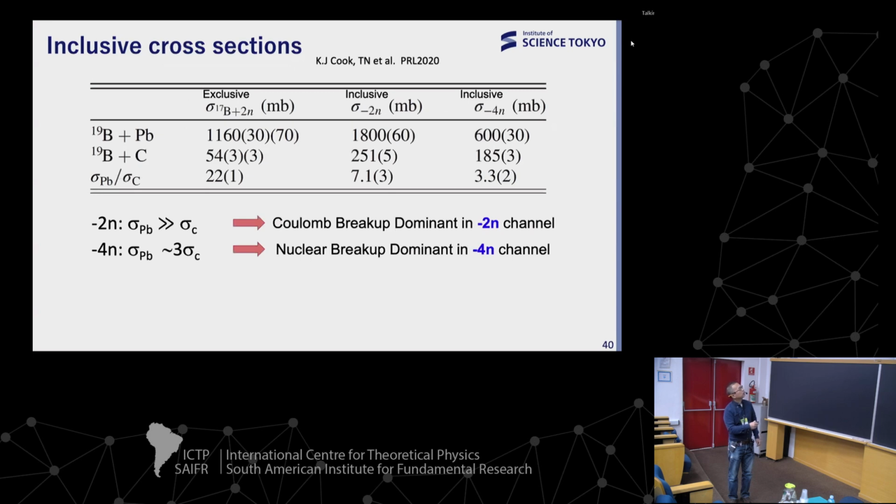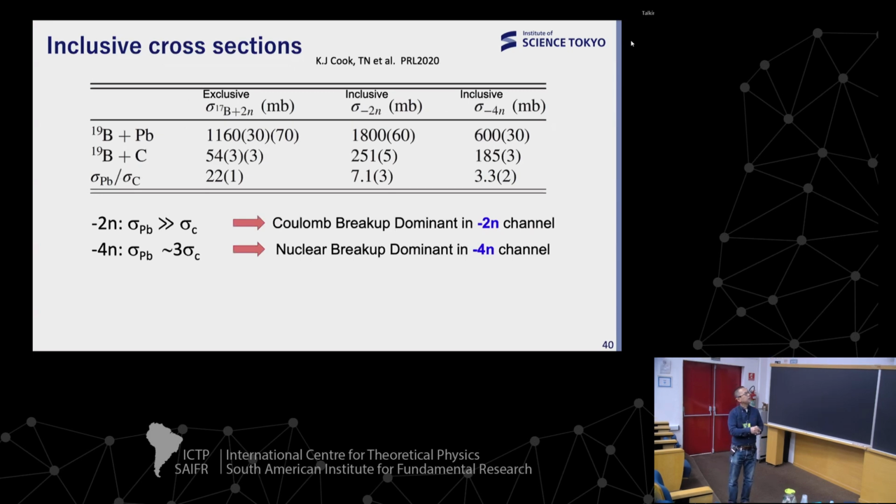So I'd like to show you first the inclusive cross-section. Inclusive means that we didn't impose a condition that neutrons are measured. So we just measured boron-17 in the outgoing channel. Inclusive means that we didn't impose any conditions on the neutron detections, so we just measured boron-17 out of boron-19, which was 1.8 barns, which is very, very large. And for the carbon target, we got 0.25 barn, 250 millibarns. So if you look at the ratio of the lead target to the carbon target, it was 7 times.